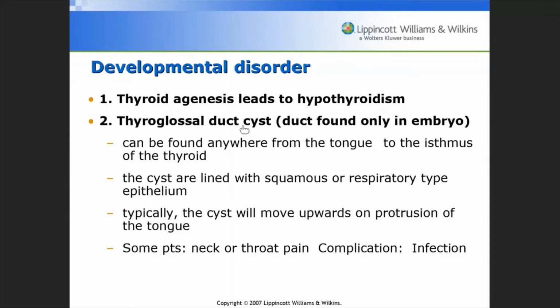Thyroglossal duct, and this typically is a duct, like we say here, that is flowing from the tongue to the isthmus. Sometimes there are fluids filled against the cyst, and in this case, basically the cyst could lead to some pain, and it could lead to an infection. So that's just your thyroglossal duct cyst.